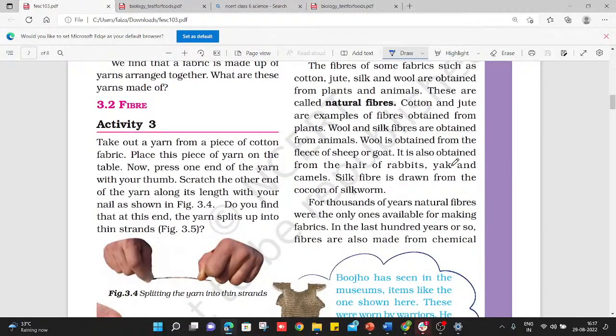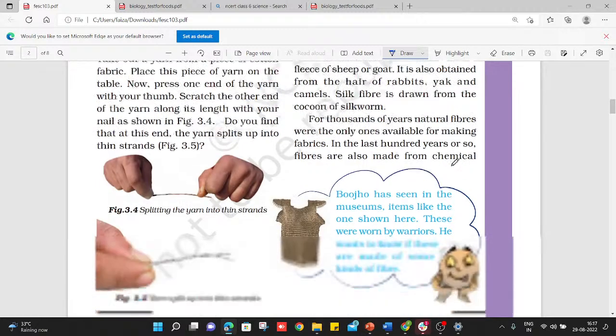Okay, very good. Silk fiber is obtained from the silkworm, the insect that makes silk. For thousands of years, natural fibers were the only ones available for making fabrics. In the last 100 years or so, fibers are also made from chemical sources.